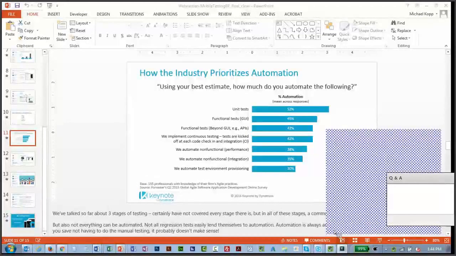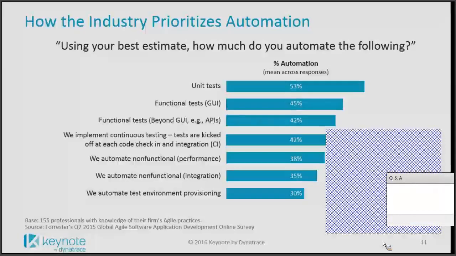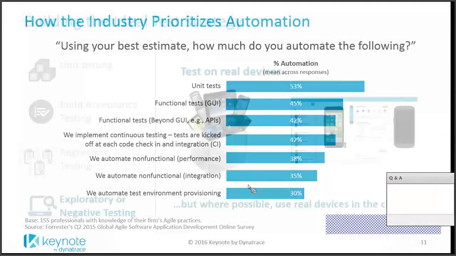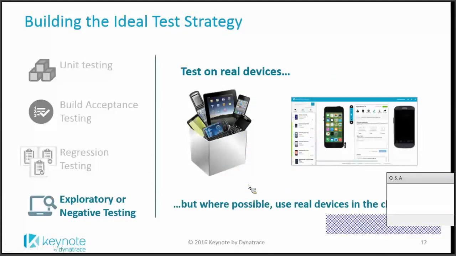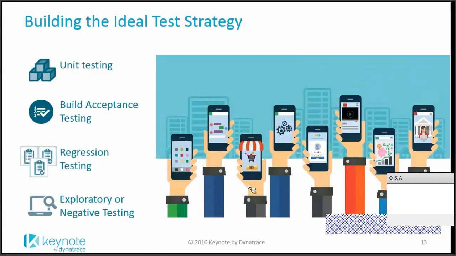I think with that, we'll go and talk next about exploratory and negative testing. We just talked about how important it is to automate, but the fact is, and we saw some of those percentages, that it's very difficult and really impossible to ever get to 100% automation. So even with automated testing for regression, you're not going to get to 100% of all tests.